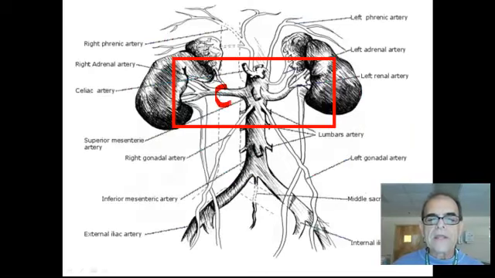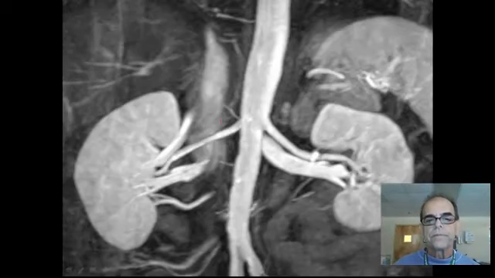Right renal artery, left renal artery. Important in ultrasound, not easy to scan, but they give very important information in some cases of hypertension. Sometimes hypertension is caused because there is stenosis in the renal artery. This is a CT scan of the renal arteries.